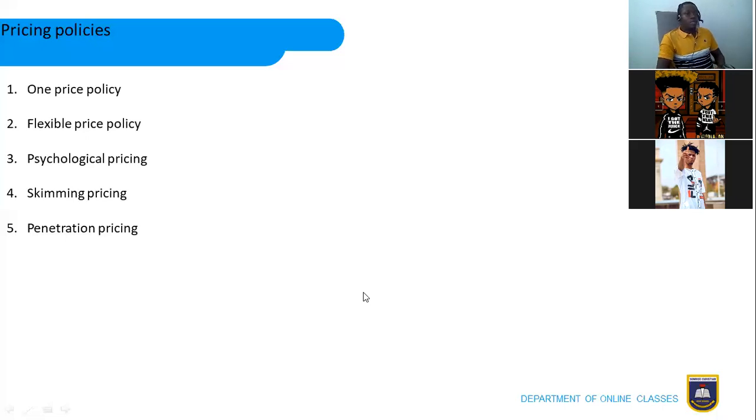Then let's move on to the fifth pricing policy, which has to do with penetration pricing. This is also a pricing strategy usually introduced by companies whose products are quite new in the system and who would like to increase their market share and increase sales. They would like to make a lot of sales.